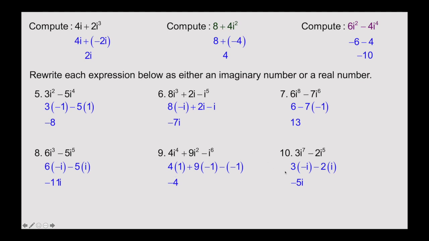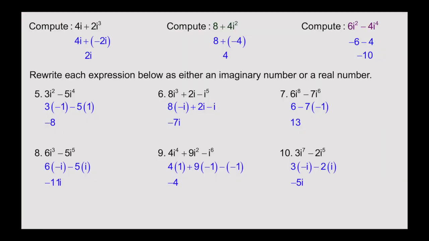And then finally for number 10, i to the 7th, I'm going to think of as i to the 4th times i to the 3rd. i to the 4th is going to cancel. i to the 3rd turns into a negative i. So we have 3 times negative i here, which will be negative 3i. And then here, i to the 5th is the same thing as i to the 4th times i to the 1st. So the i to the 4th part is canceling. Then I've got negative 2 times i left, which gives me negative 2i. And then negative 3i and negative 2i will combine to give me negative 5i.